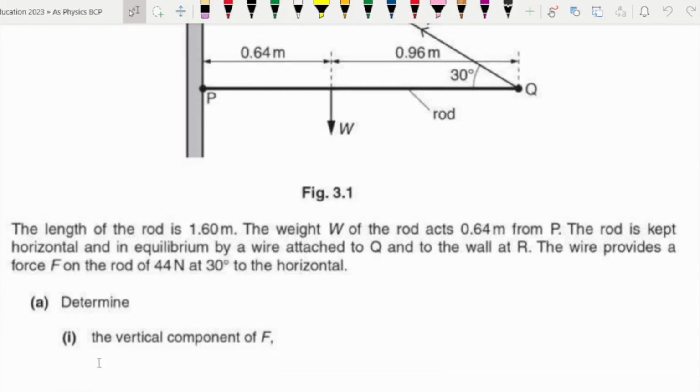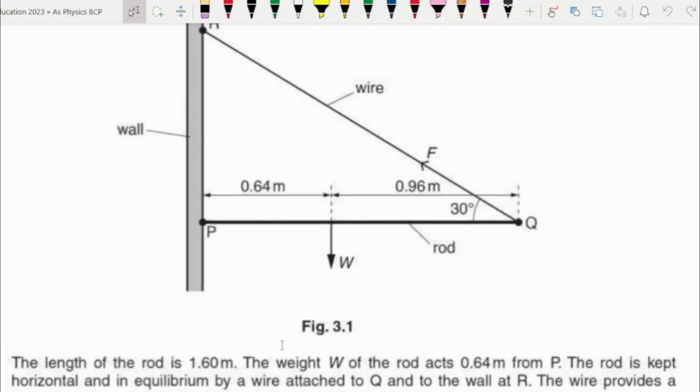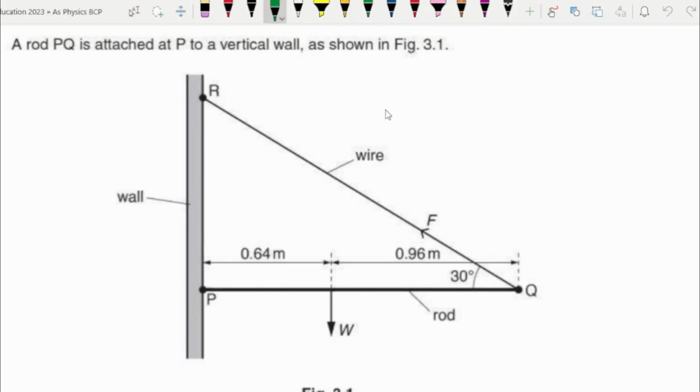The next sub part is the vertical component of force F. So where is your force F? This is your force F. You need to resolve this force into perpendicular components, and out of those two components you need to find the value of the vertical component. This is something that we already studied in chapter number 1, the resolution of a vector into perpendicular components. You have this force F at the top left corner. You can draw one component upward and one towards the left side, and the component upward would be your vertical component.